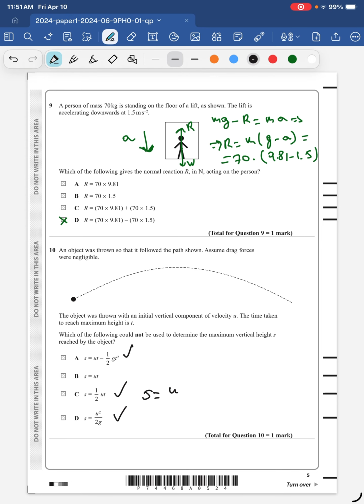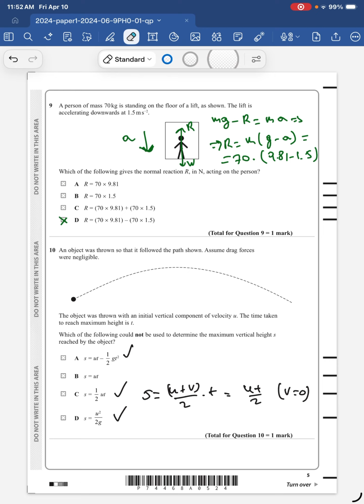So again, s is u plus v over 2 times t, which is equal to u times t over 2 when v, the final velocity, is 0, and it is 0 when it hits the ground, okay? So the only wrong option is B, okay? So this was a little bit hard.